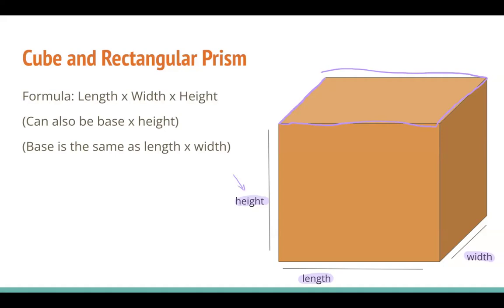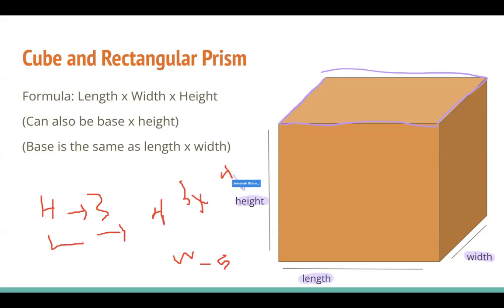If you pretend that the height is, let's say, 3, the length was 4, and the width was 5. So basically, our teacher said you have 3 times 4 times 5.